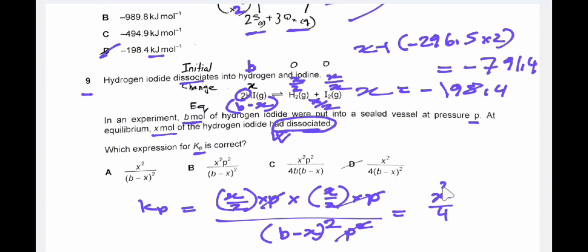by 4, X square by 4 divided by B minus X square. So the answer should be answer D.